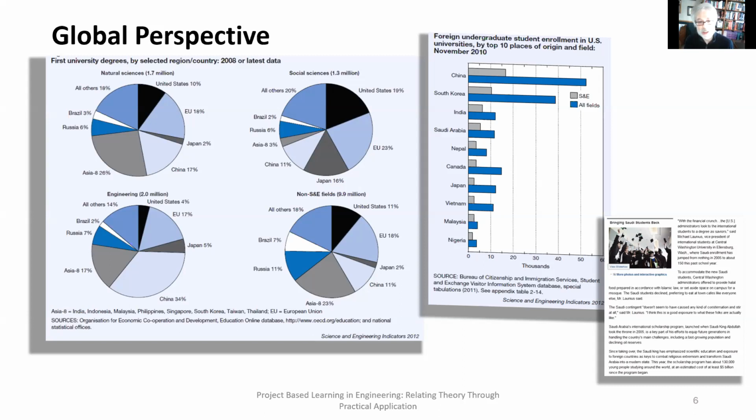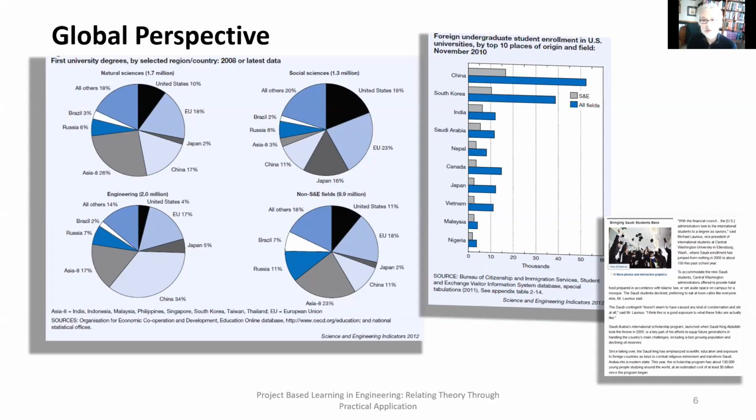China is still very small, but when you go to natural science and particularly engineering, you can see China has quite the production here, especially in engineering, 34%. And then Asia 8 is 17%. So more than half of all engineers produced are from Asian countries. And the United States is very small, only 4%. So we have a very small slice of the production in engineering in general. To me, this indicates some cultural problems that we face here, that we are not able to attract students into the program very well.